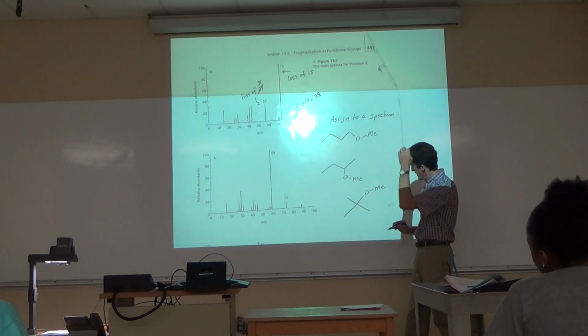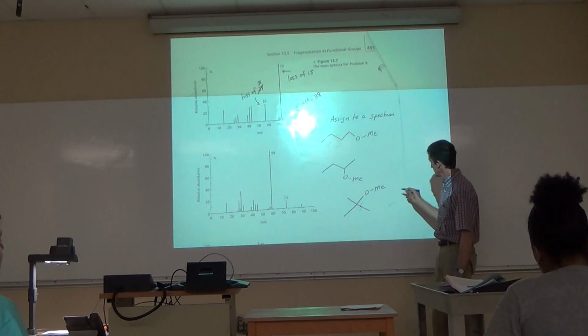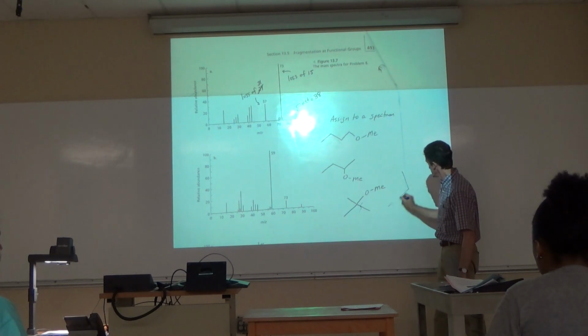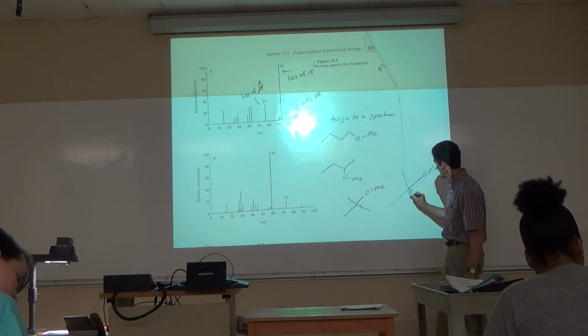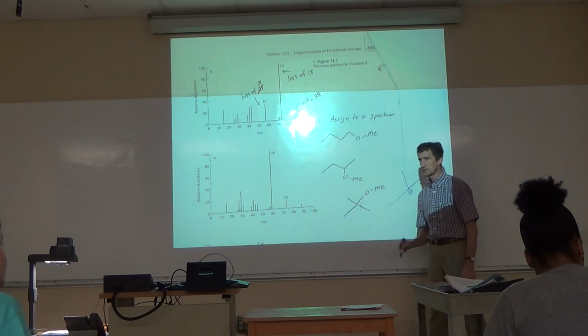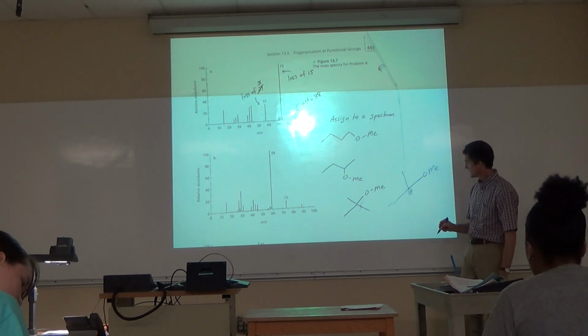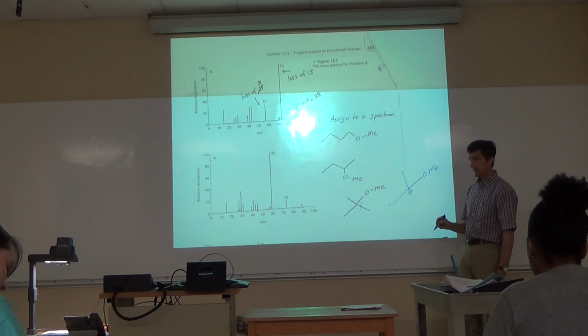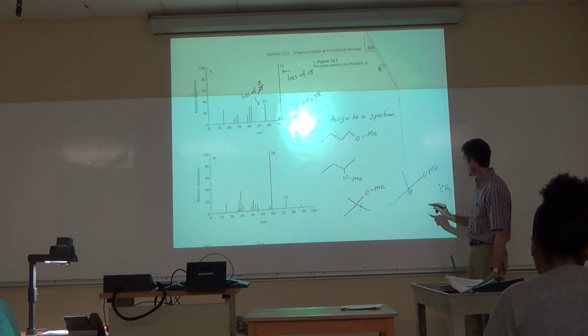We can do alpha cleavage here. That would give O-methyl, and we're going to make cation here. Radical cation can cleave. When the radical cation cleaves, it forms what? A radical and a cation. Here's the cation. What would the radical be? Just a CH3 radical.